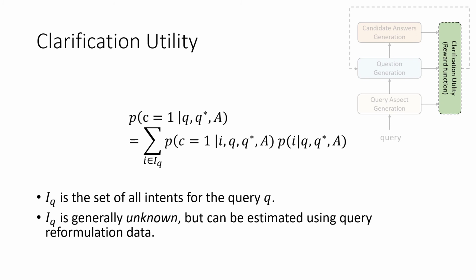And this can be computed by having a summation over all possible intents, which are generally unknown, but we can estimate this using the query formulation data by looking at the aspects generated by the query aspect generation model. For the details of computing this probability, please refer to the paper.